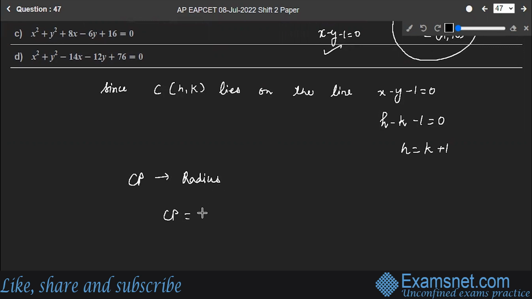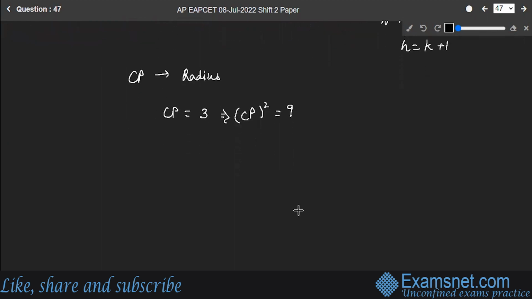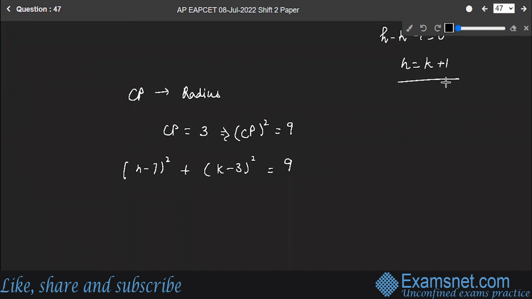So, CP is equal to 3, which is given. You can also write down CP square is equal to 9. So one thing you can see from here is that (h minus 7) square plus (k minus 3) square is equal to 3 square, which is equal to 9, right? So here, you have h is equal to k plus 1. I'll fill that in over here. So h is equal to k plus 1.